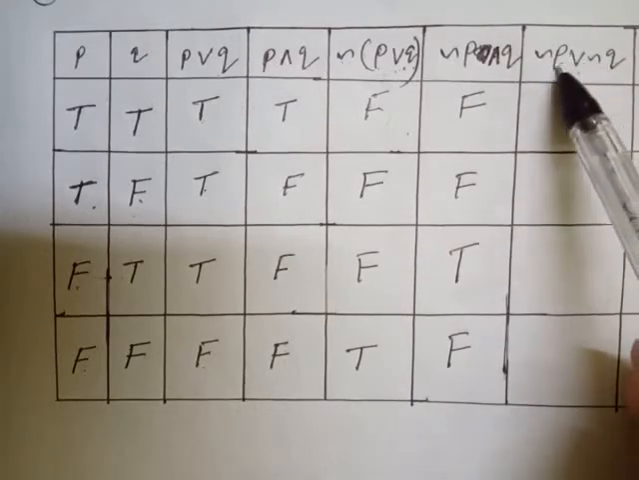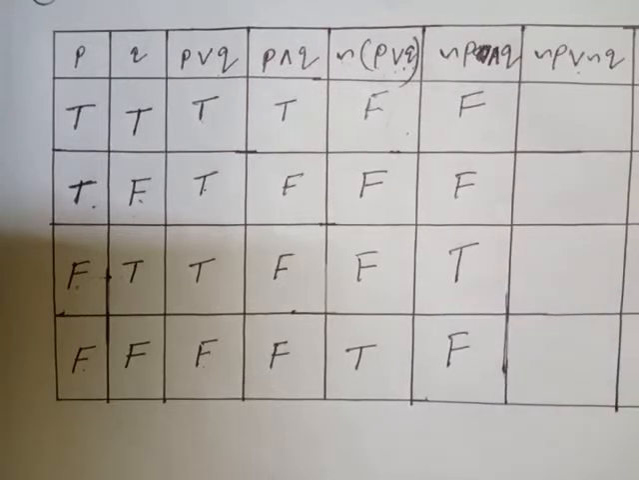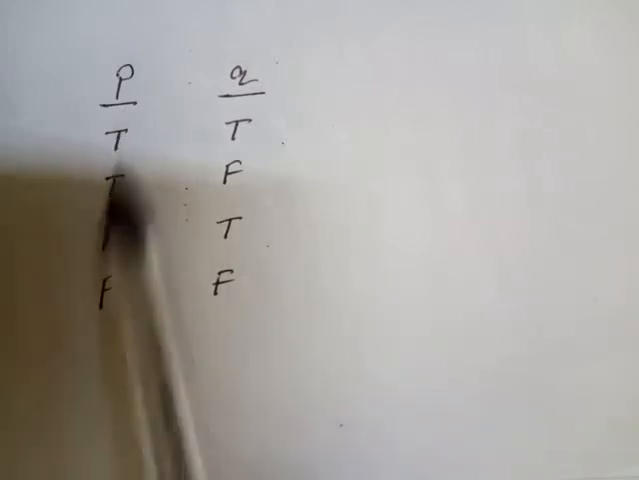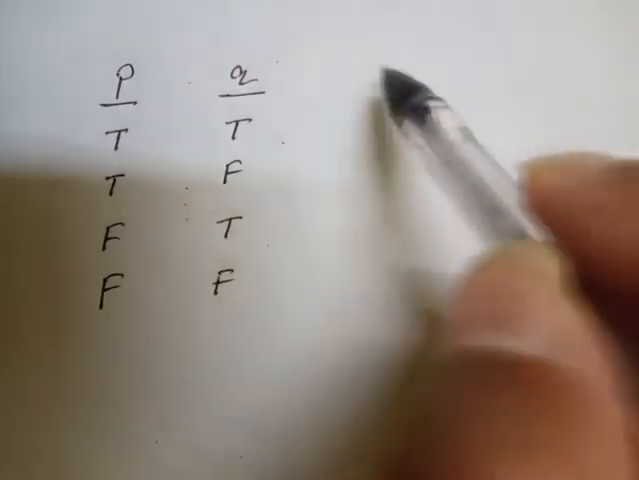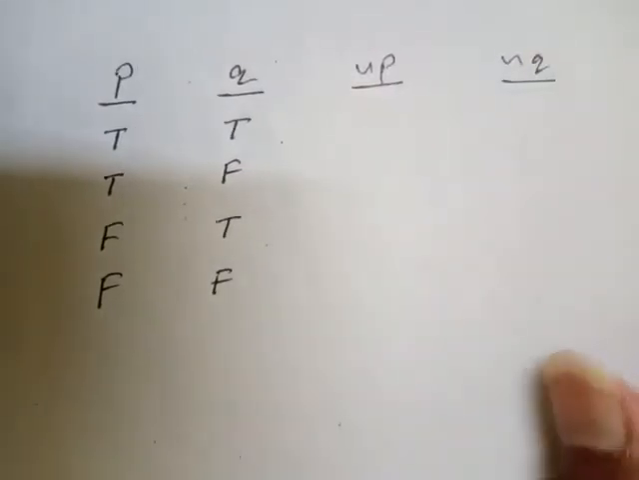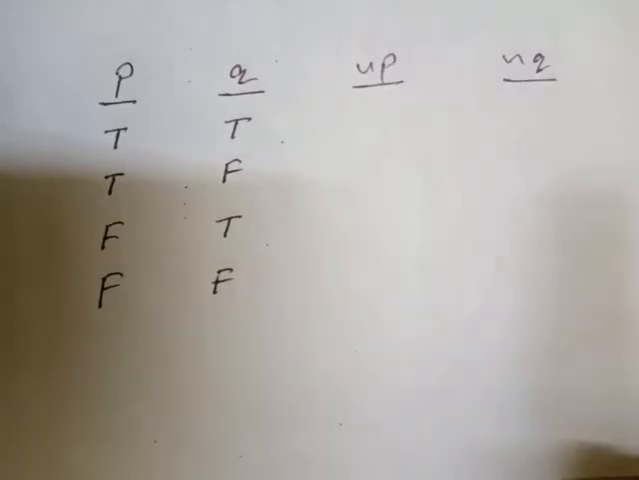So we have to find out negation P and negation Q, then we'll find out the disjunction between these two. Now look student, how to solve this one. This is the statement of P and Q. We'll find out first negation P and negation Q, then we'll find out negation P disjunction Q.